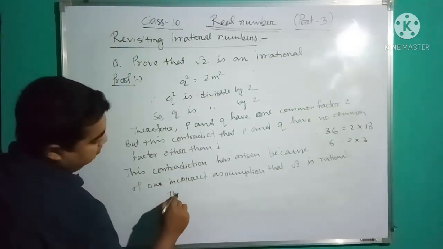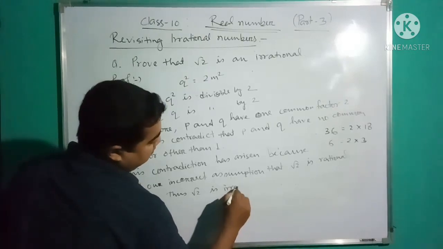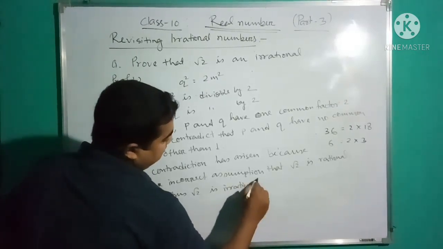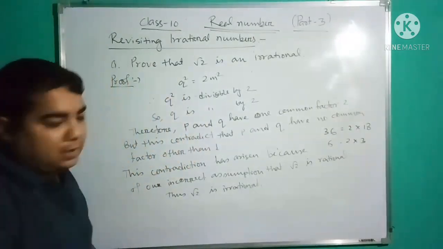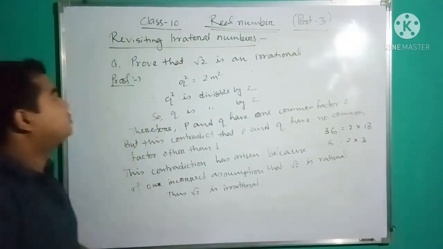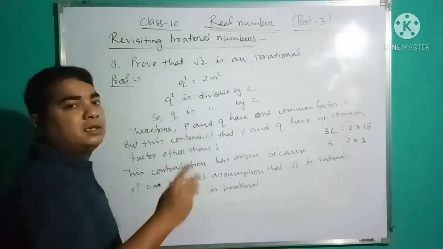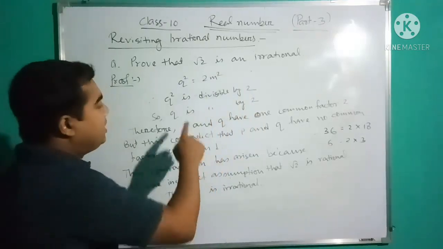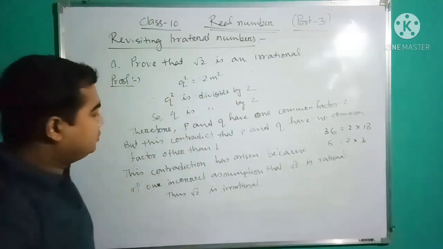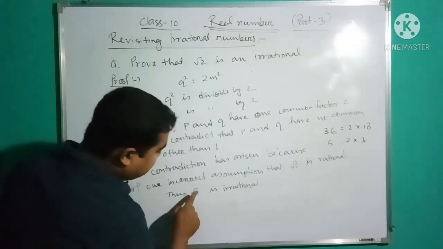Thus root 2 is irrational. Okay, root 2 is an irrational number. Similarly, you can prove root 3. Instead of 2, you will write 3. Only 3. Since q square is divisible by 3, q is divisible by 3.